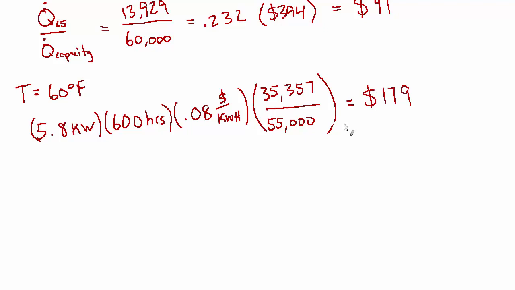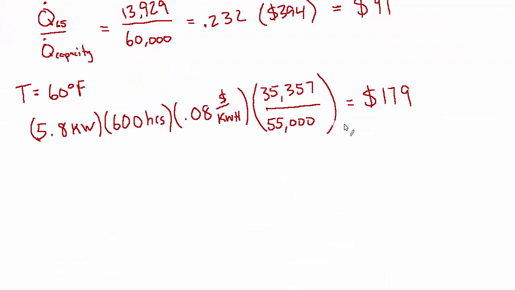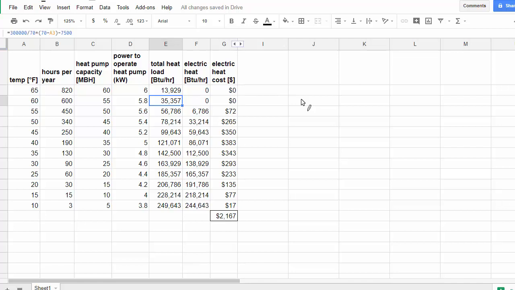Now, when we get to the next row, the capacity of the heat pump is insufficient, so we have to add the electric heat. So at that point, the heat pump will run 24/7. And so the cost to run it will be calculated by multiplying the power, the hours, and the cost per kWh, and we won't need this ratio anymore because this will just be one. It's going to run all the time. And I'll summarize those results here in a separate column.